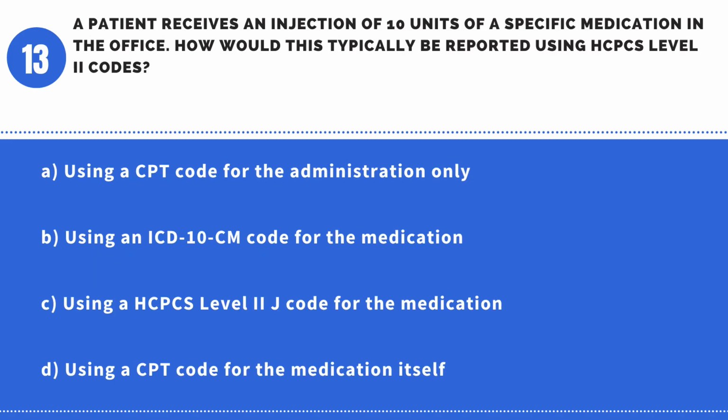Question 13. A patient receives an injection of 10 units of a specific medication in the office. How would this typically be reported using HCPCS Level II codes? A. Using a CPT code for the administration only. B. Using an ICD-10-CM code for the medication. C. Using a HCPCS Level II J code for the medication. D. Using a CPT code for the medication itself.